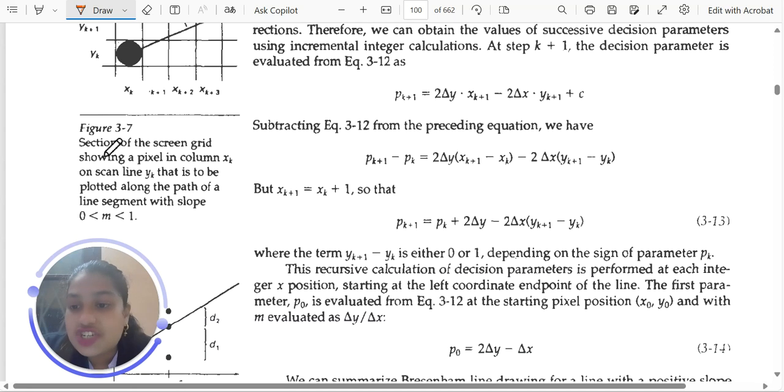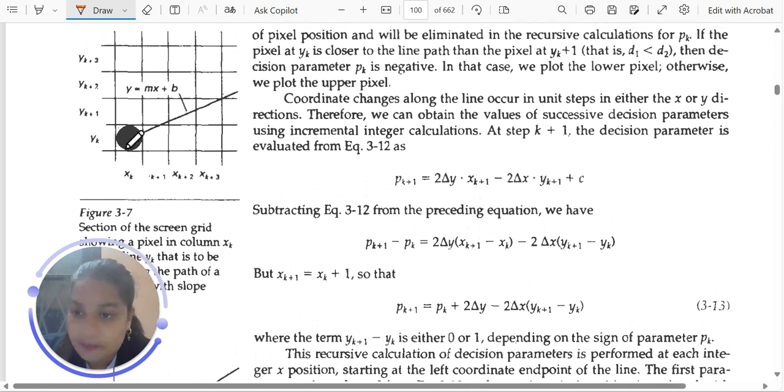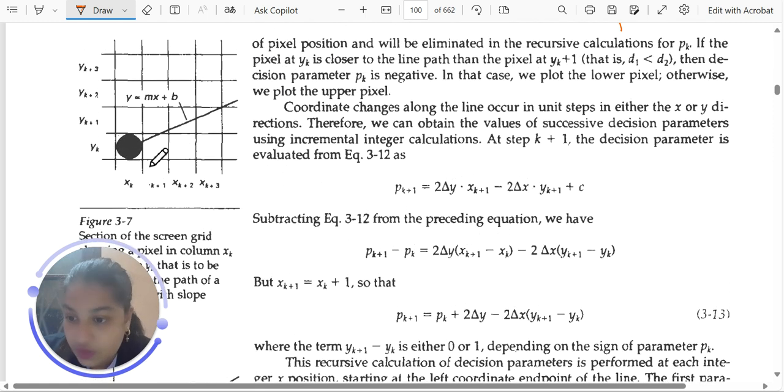So now, this is a section of screen grid showing a pixel in column xk on scan line yk that is to be plotted along the path of a line segment with slope 0 < m < 1. See, this is a line with the equation y = mx + b. This is (xk, yk). This is (xk+1, yk+1). So it is over here. It can be xk+1.